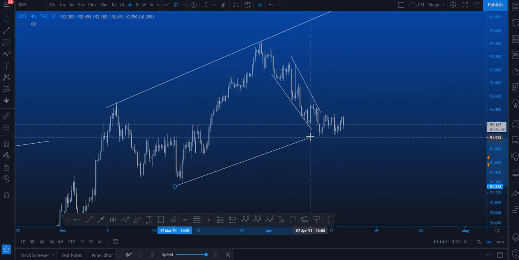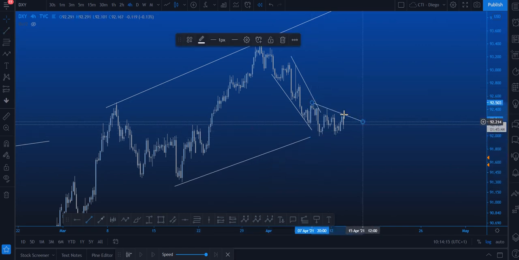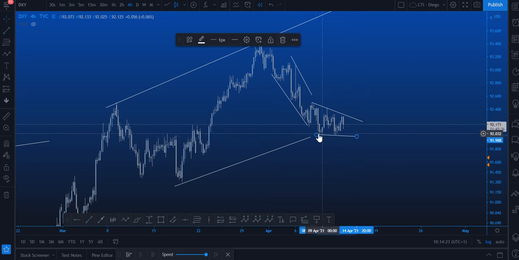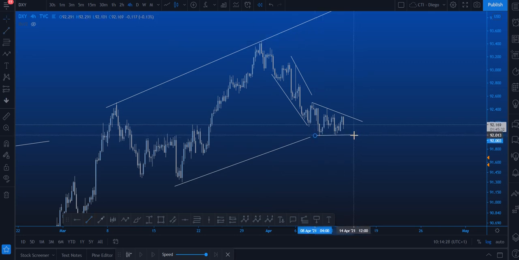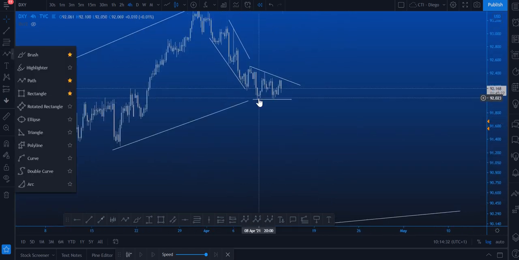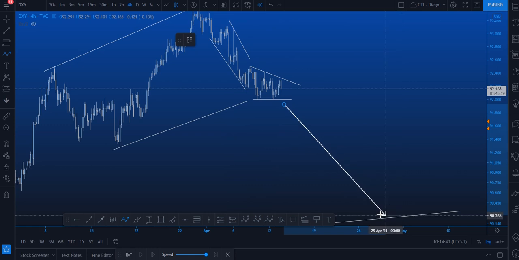So if we separate the pattern now and we focus on what's actually relevant, what can we see? This is what you call pattern separation. We can actually see a bit of a triangle. So now it's painting a bit of a clearer picture. Just by keeping it simple, really all we need is a break of this specific trend line, and we can see price drop down towards the outer structure of the larger pattern in play.